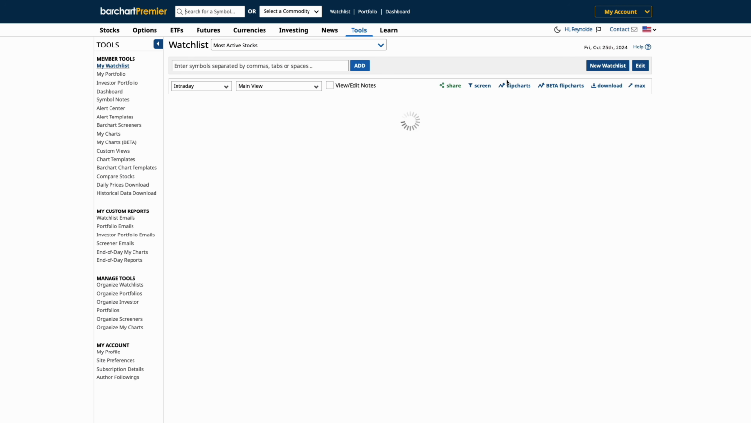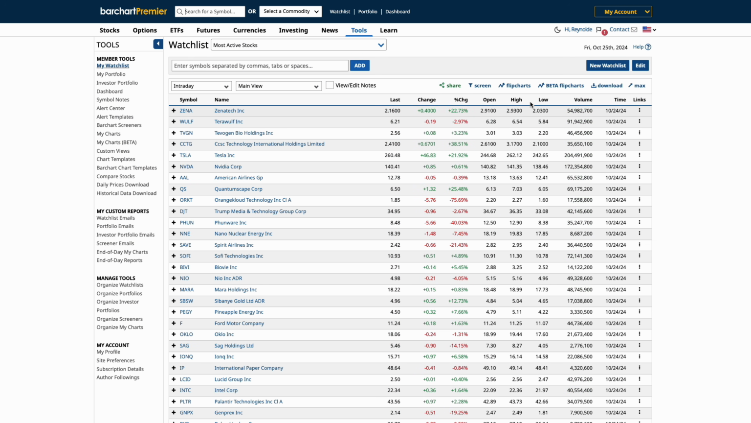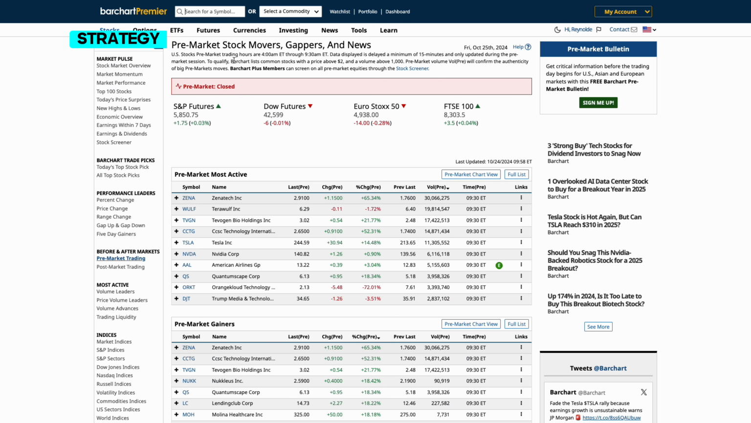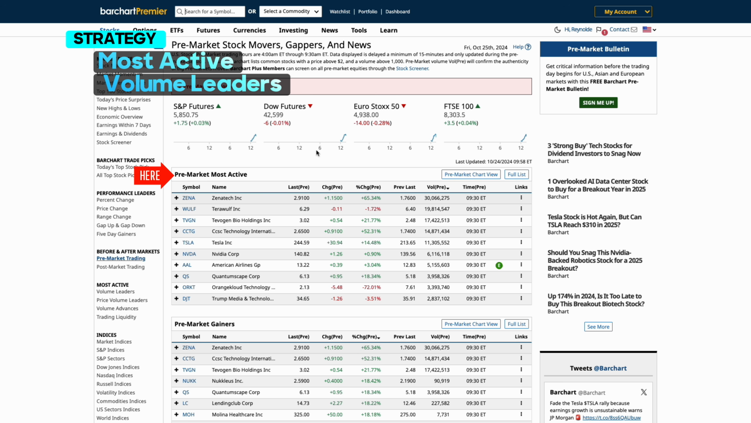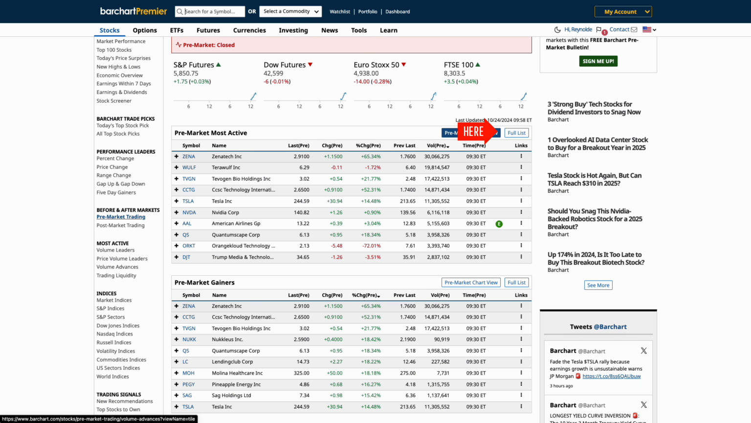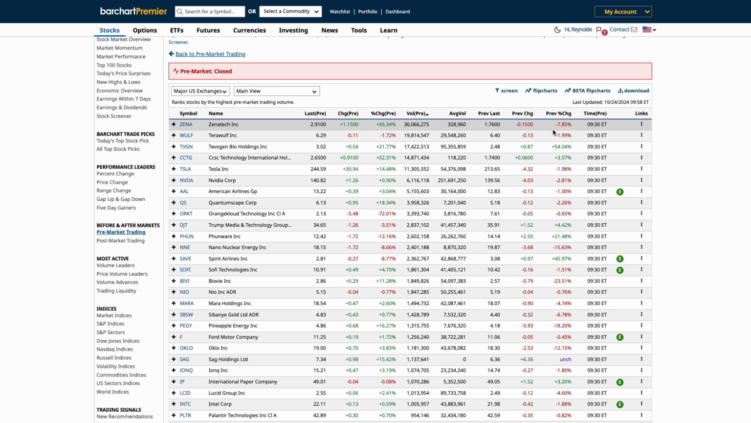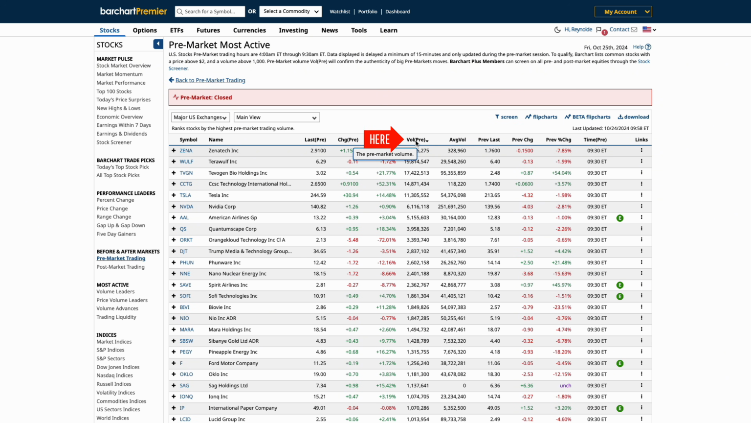Now that you know how to navigate these pages like a pro, let's break down how to use all this information and data to guide your trades. One of the most powerful indicators is volume, and Barchart's most active gives us a full list of opportunities. High volume in pre-market and post-market trading can signal that major price moves are on the way. When you see unusual volume, especially if it's accompanied by a price movement, it can indicate a big opportunity.